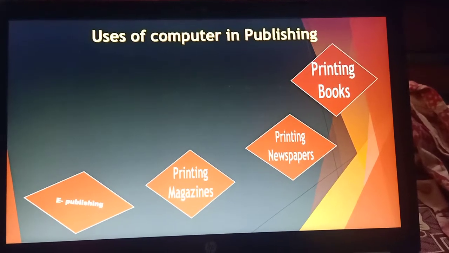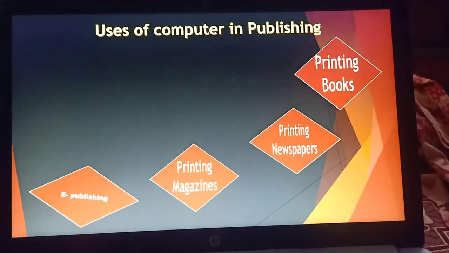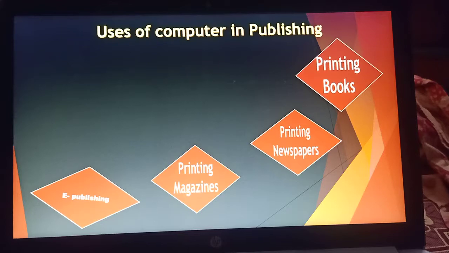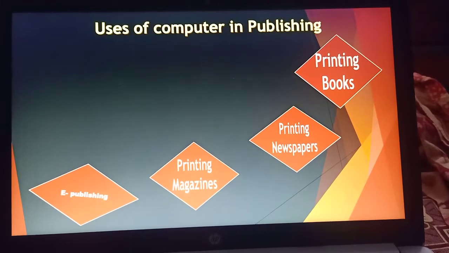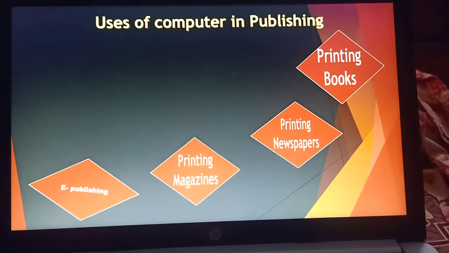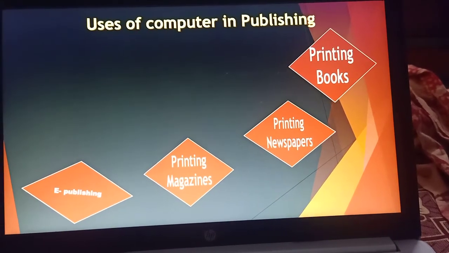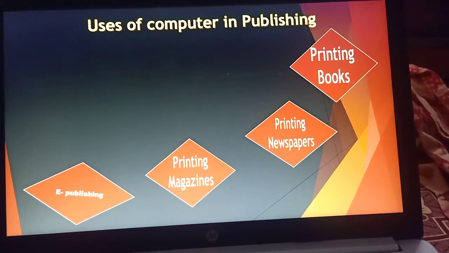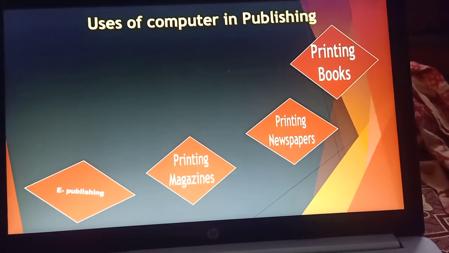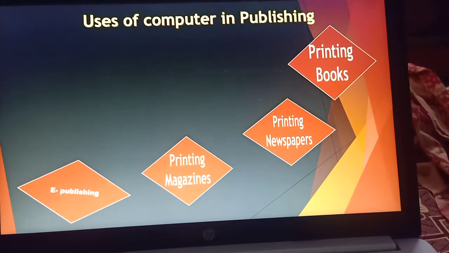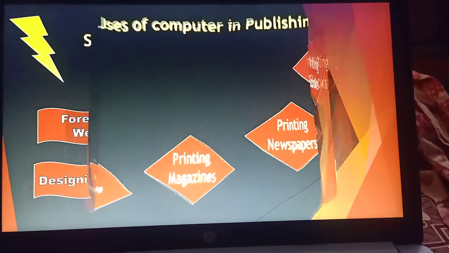Uses of computers in publishing: printing books, newspapers and magazines. E-publishing means the same, but on your mobile, on the internet or on your laptop you can read books, magazines and news. You can do various things with publishing.